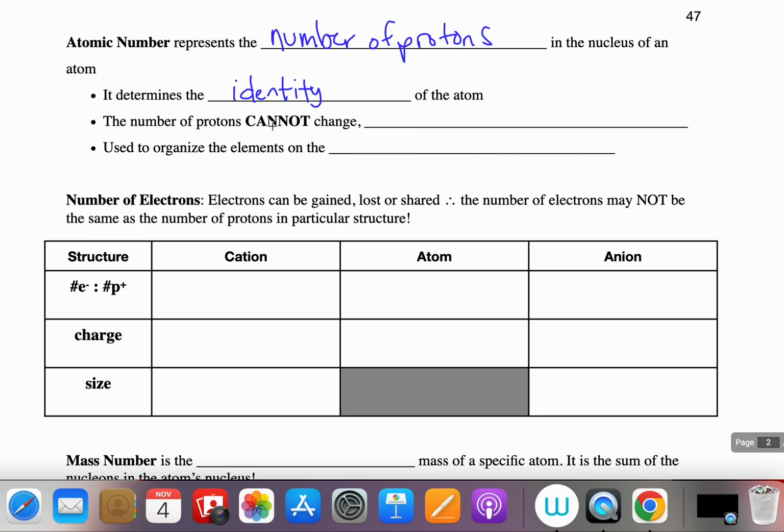The number of protons cannot change in a physical or chemical process. What's very important to note is that if you do change the number of protons, then you change the type of atom it is. And the atomic number of protons is used to organize the elements on the periodic table.